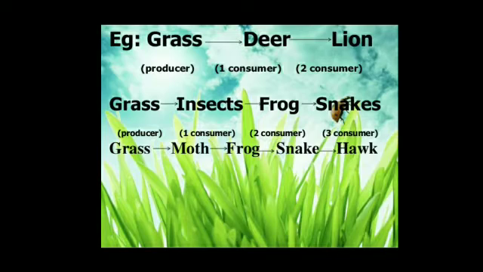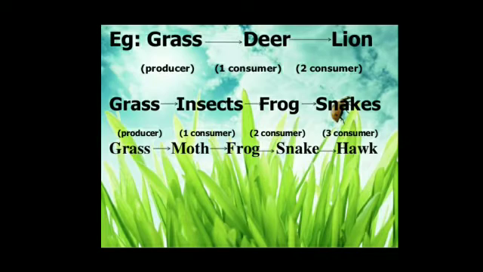their nutrition. In the second diagram, grass, insects, frog and snake. It is a 4-step food chain, and you can see insects are dependent on grass, frog is dependent on insects, and snake is dependent on frog. So basically each living organism is dependent on other living organisms for their survival, for their nutrition.